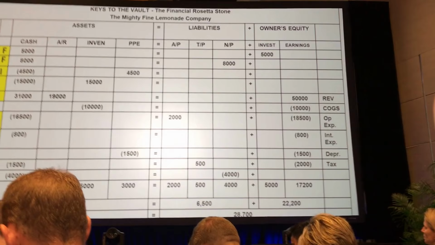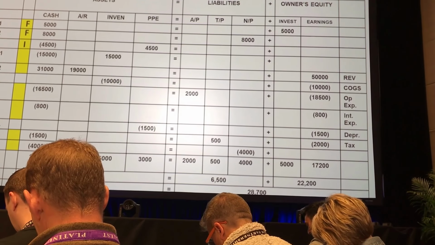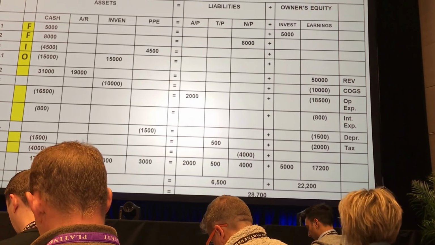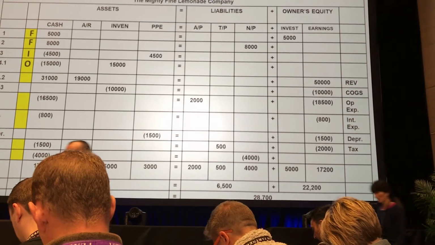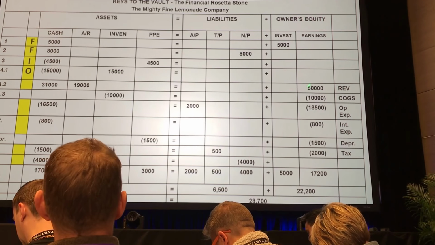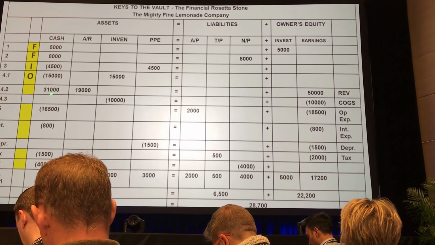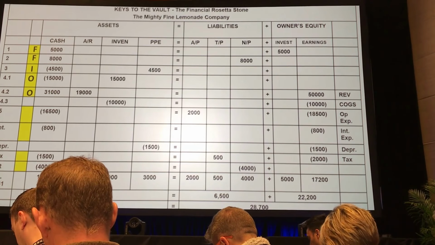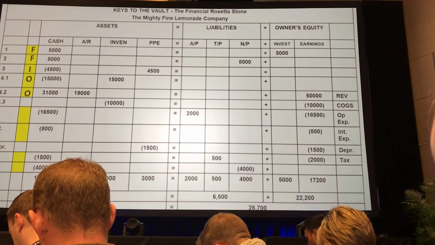Look at line 4.1. We used cash to buy inventory. That's O cash. We used O cash when we bought inventory. The next line is cash. That all happened as a result of some sales we made. We made 50,000 in sales. We collected 31,000 in cash. That's O cash.